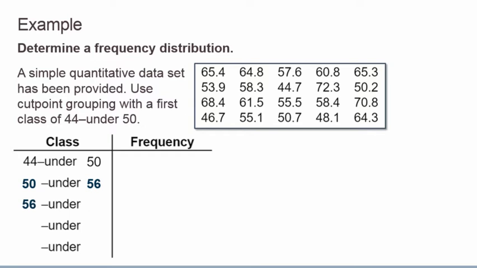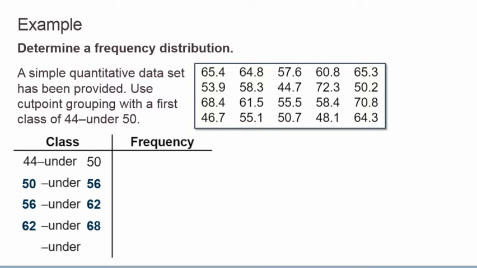56 begins our third class. 56 plus 6 is 62. So my third class is 56 to under 62. 62 begins my fourth class. 62 plus 6 is 68. So the fourth class is 62 to under 68.